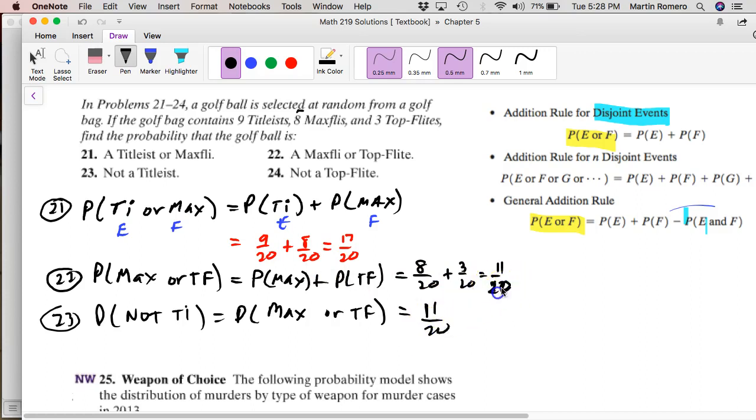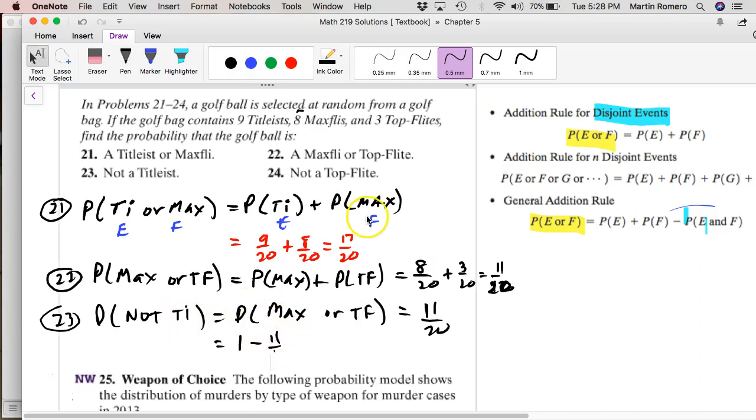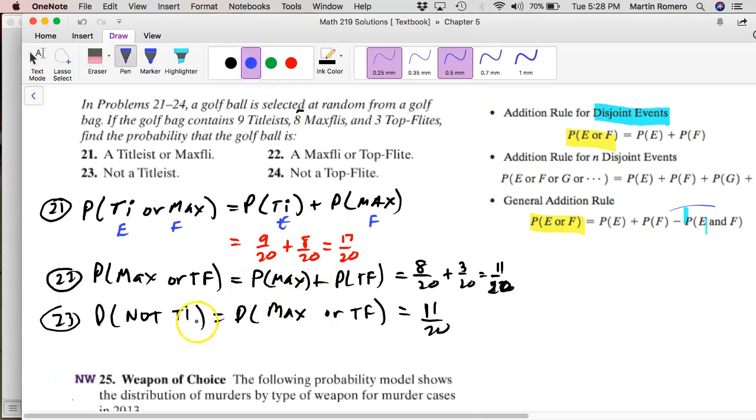11 out of 20. It's a 20 there too. The other way we could have seen that was 1 minus how many Titleists we have. This was another way to see this with an "or" here. We could have just solved that as 1 minus, how many Titleists do we have? 9 out of 20, and that's 11 out of 20.